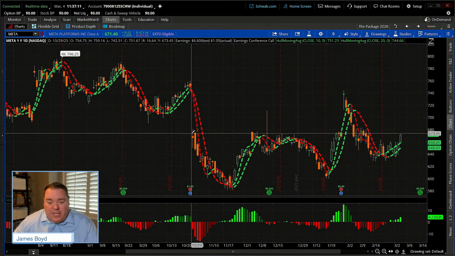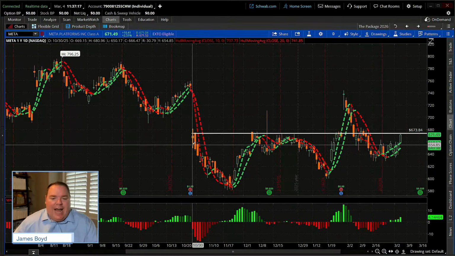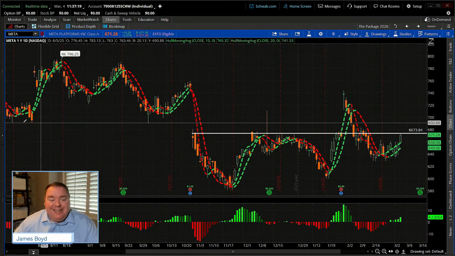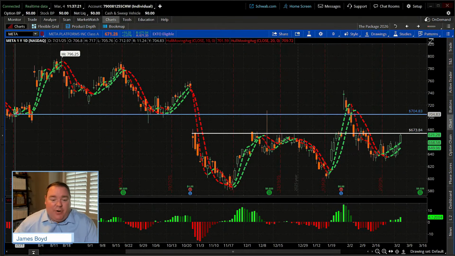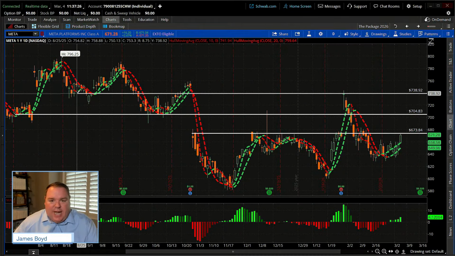Resistance, I think most of this where we gapped down to is right around 673. Anything above that, where do you see? Well, probably right at 704. Anything above that, we might say in the vicinity of 738.